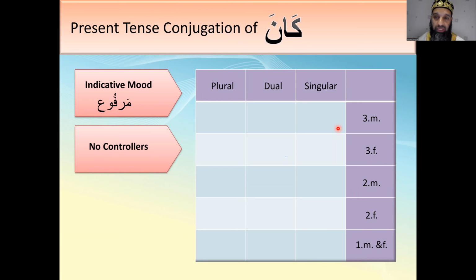Normally you would think it would be yakanu, but no, yakunu. The ya is going to stay as it is, because the ya gets added. Yaqulu, yaktubu, now you know yakunu. What do you think the next one's going to be? Yaktubu, yaktubani. So yaqulu, yaqulani. So this one's yakunu, yakunani. The endings are all the same. What do you think this one's going to be?